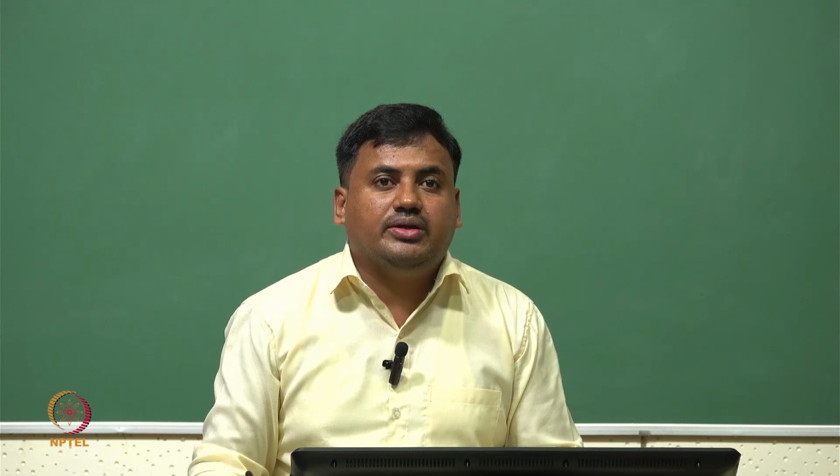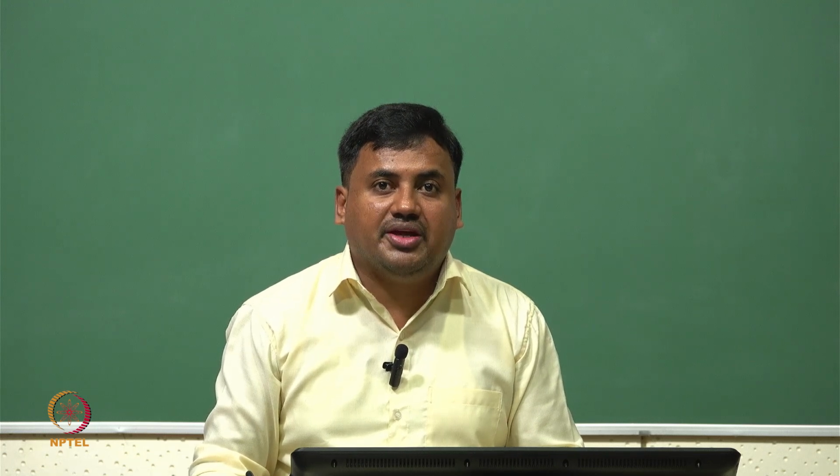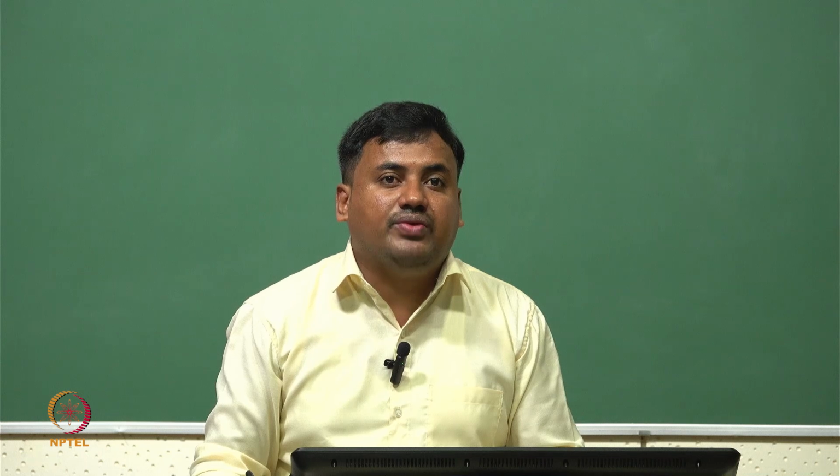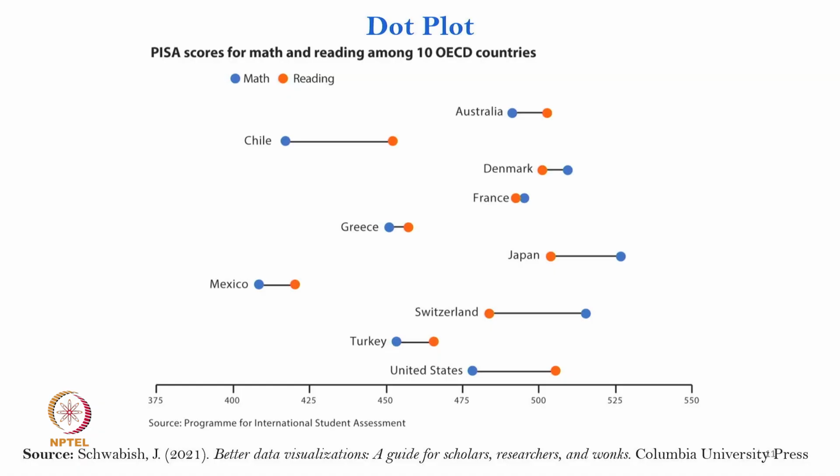See, the dot plot places a dot for each data point and connects them with a line. Like the example called the Programme for International Student Assessment, we can see how the maths and reading scores have been connected with dots for the different countries.